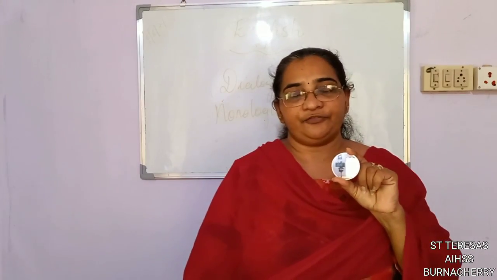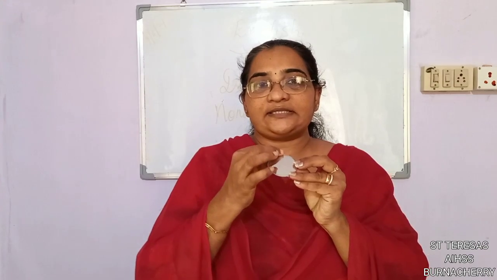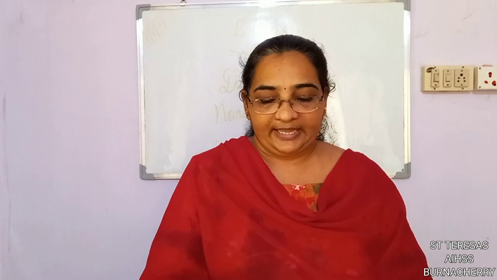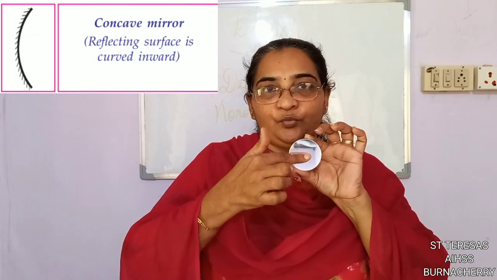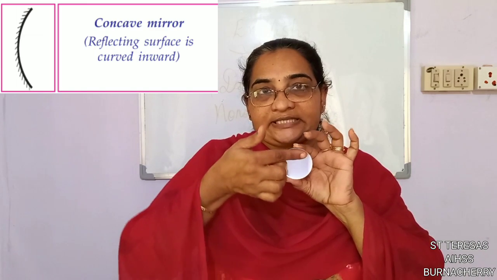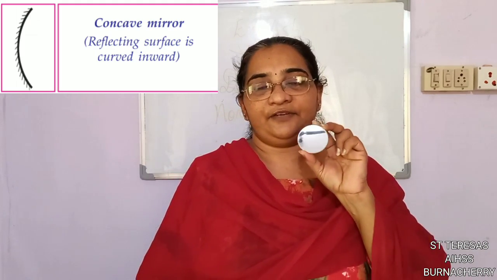So what is the peculiarity of a convex mirror? The reflecting portion will be curved outwards like this. If you touch this, you can feel it. I cannot make you feel because you are at home. We cannot do anything. So this mirror is curved outward, so this is called a convex mirror. And this mirror is curved inward. The reflecting part is curved inward. This mirror is called a concave mirror.